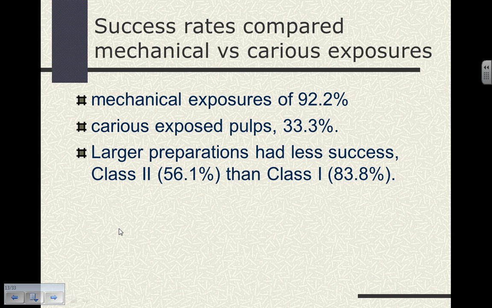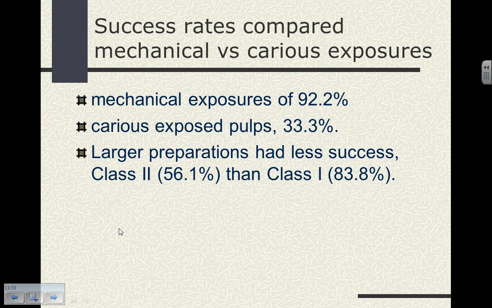The success rates comparing mechanical versus caries exposure are quite different. Mechanical exposures have a success rate of over 92%, while caries-exposed pulps going out at 5 years are at around 33%. Only a third of the teeth maintain their vitality. Now that's pretty good if the patient doesn't want root canal therapy. Then the only other option would be extraction.